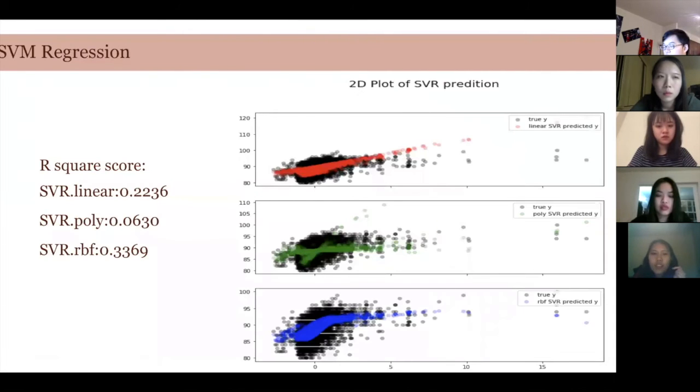Last slide. And then we try to use the SVM regression. Here is a 2D plot of the SVM prediction. The black scatter is the true y, and the colored one is the predicted y of each method. So I tried three kernels, which are linear, poly, and RBF. You can see from the results that the RBF performs better, but it also only had an R square of 0.53.